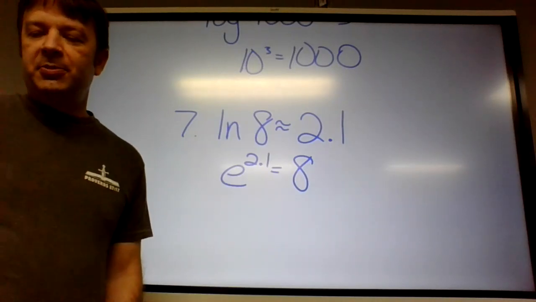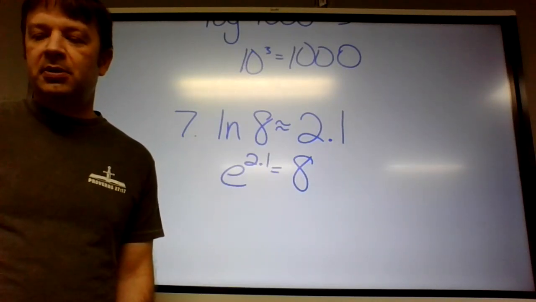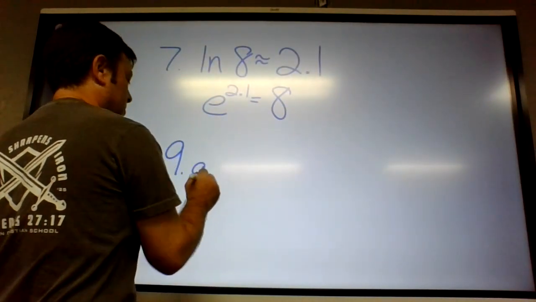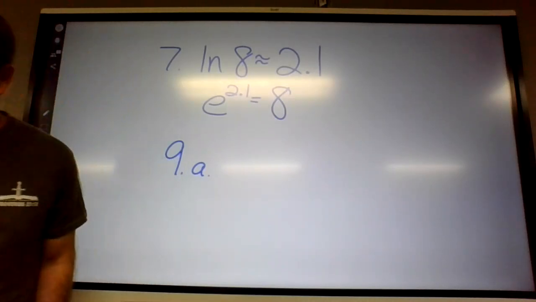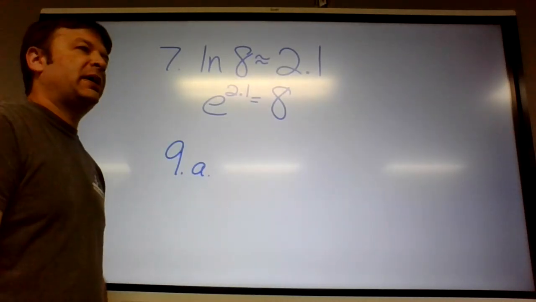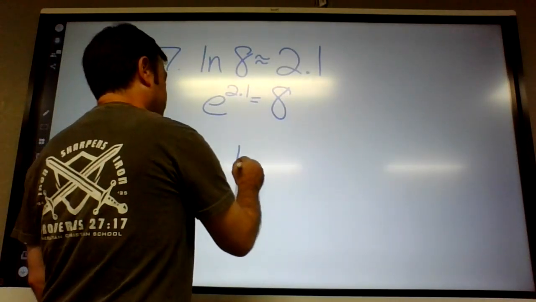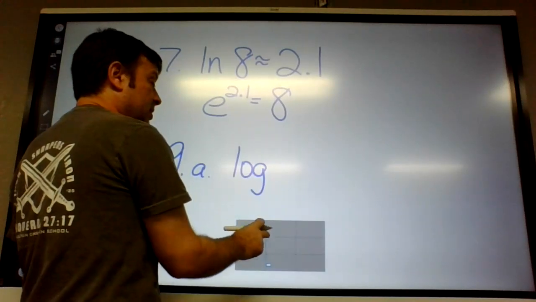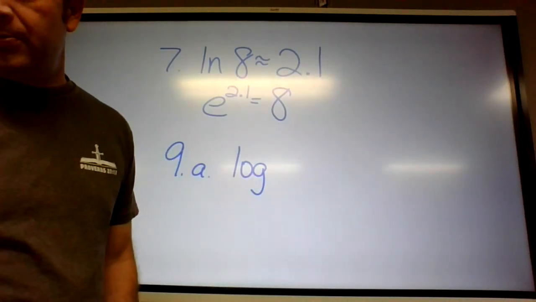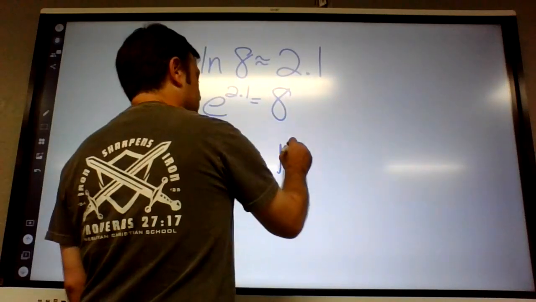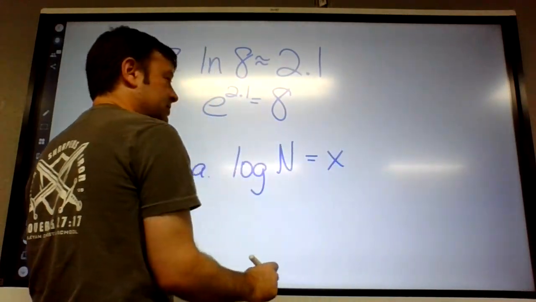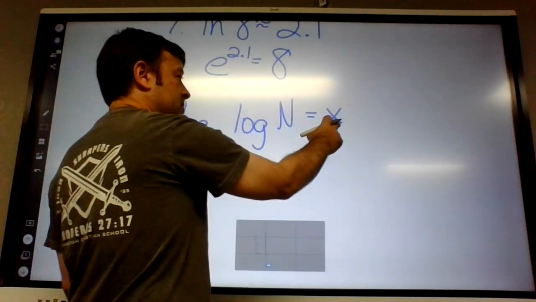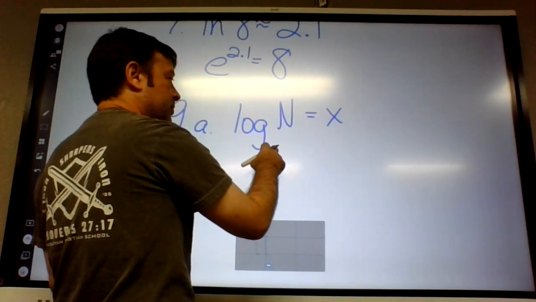Okay, 9a, what does it mean to say that x is the common logarithm of n? Okay, how do we write common log? Just like with the log. Common logarithm, I just said this for number 5, just means the base is 10, but the common logarithm of n is x. Okay, and what would this be in exponential form?